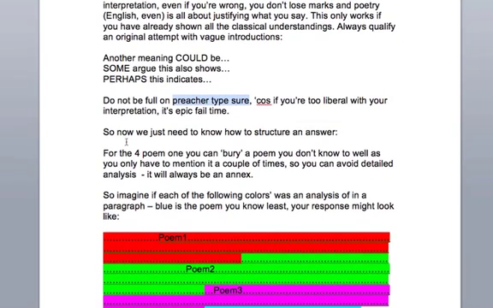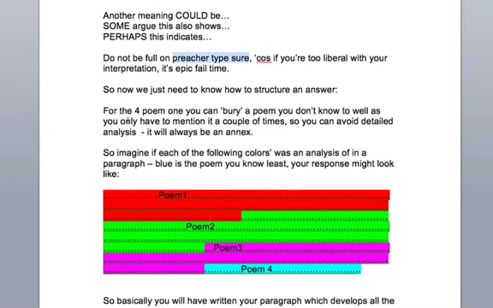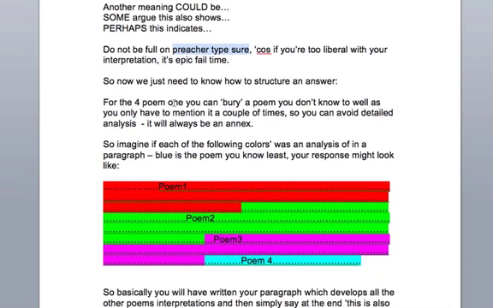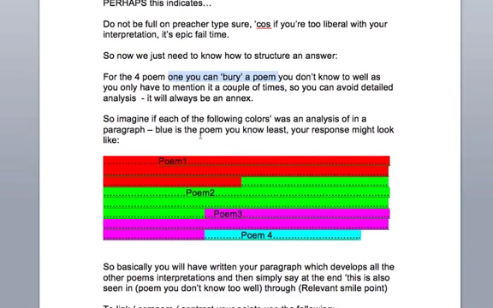So now all that's left, hopefully, for poetry is looking at how to structure an answer. For the question with 4 poems, the good thing about that is that you can bury a poem that you don't know very well. So basically, you'll just mention it at the end.